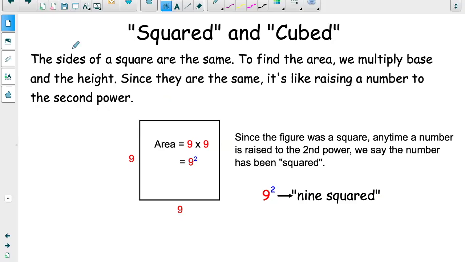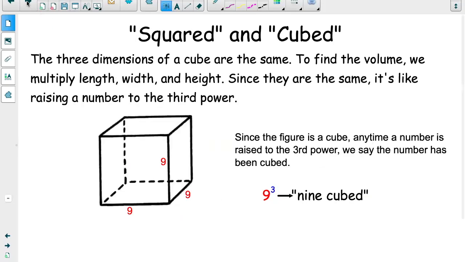Now, you probably are way ahead of me now and saying, oh, well, then if it's to the third power, that would be the third dimension, right? In this case, I have a length, I got a width, and now I got a height. And if I wanted to find the volume of this cube, I would take the three dimensions and multiply them together. 9 times 9 times 9, the length times the width times the height. But since it's the same number being repeatedly multiplied, I could just rewrite that as 9 to the third power. And the figure it forms is a cube. So therefore, 9 to the third power, we say 9 cubed.